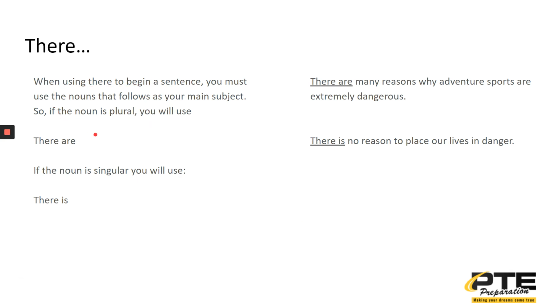This is another tricky one that many people make mistakes with. When using there to begin a sentence, the noun that follows is your main subject. If the noun is plural, you will use there are. There are many reasons. Reasons is really our main noun, but in this case we're using there are to start our sentence, so you have to pay attention to the nouns that come after. If the noun is singular, you will use there is. There is no reason to place our lives in danger. Reason is our noun, and we want that to be singular.